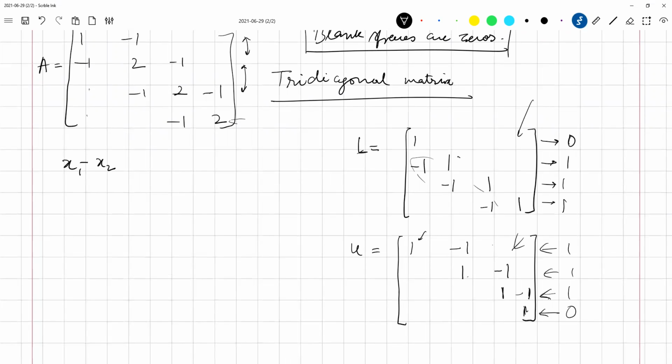x1 minus x2, minus x1 plus 2x2 minus x3, minus x2 plus 2x3 minus x4, and minus x3 plus 2x4 is equal to 1, 1, 1, 1. Try solving this set of equations. Find out the values of x1, x2, x3 and x4. I'll give you 5 minutes to do it. Please do that.